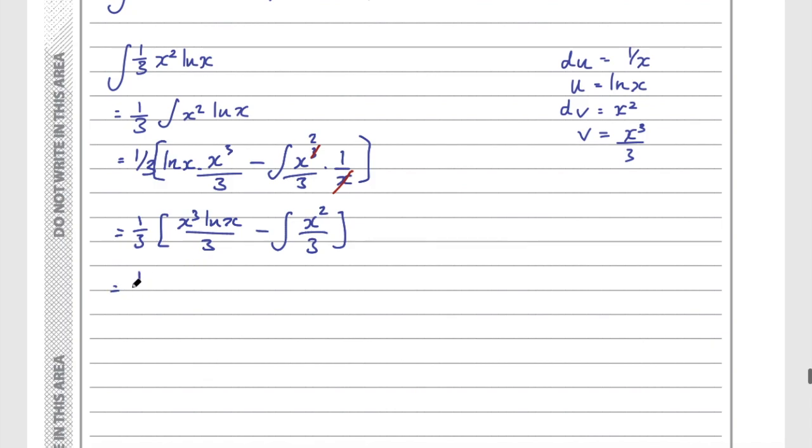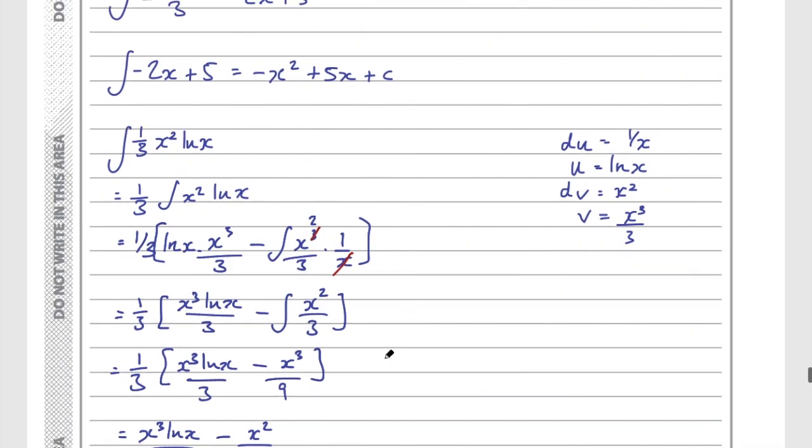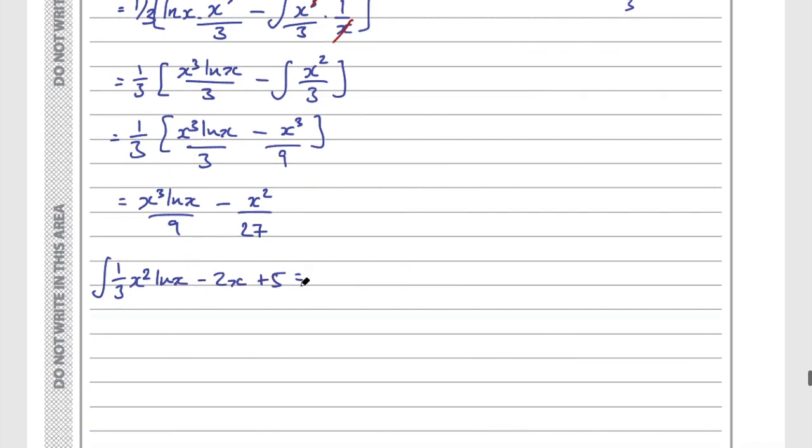So on the next line, we've got a third multiplied by x cubed log of x on 3 minus x cubed on 9. So 3 times 3 is 9 there. And then we just need to distribute that third to both terms. So we've got x cubed log of x on 9 minus x cubed on 3 times 9 is 27. Okay, so we have found the integral of a third x squared log of x, and so let's just write it all out in one line. So the integral of a third x squared log of x minus 2x plus 5 is going to equal x cubed log of x on 9 minus x cubed on 27 minus x squared plus 5x plus c.